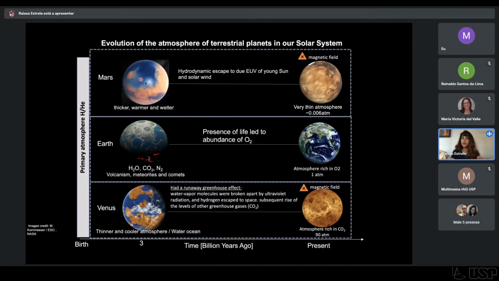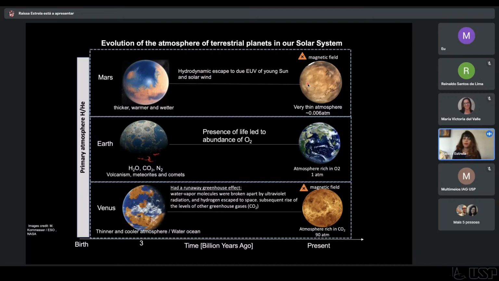And the secondary atmosphere was still very different from what we see in the atmosphere of these planets today. When we look into Mars, we believe that Mars had a secondary atmosphere that was thicker, warmer, and wetter, because we think that Mars had water in the past. But most of this atmosphere escaped to space due to the extreme ultraviolet radiation of the young sun and also due to the solar wind. So when we look into Mars today, we see Mars with this very thin atmosphere, almost nothing.